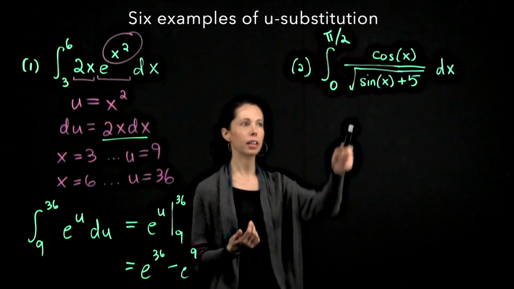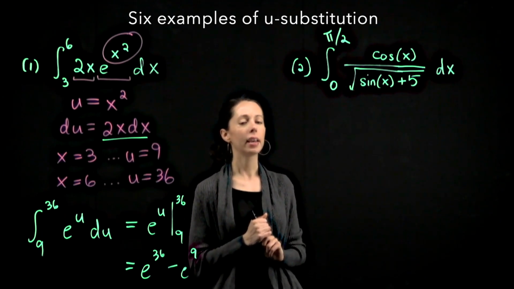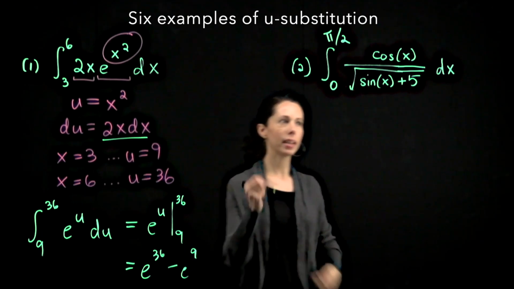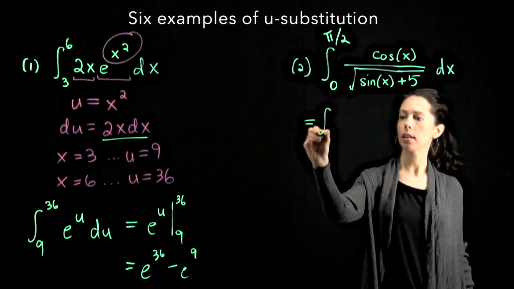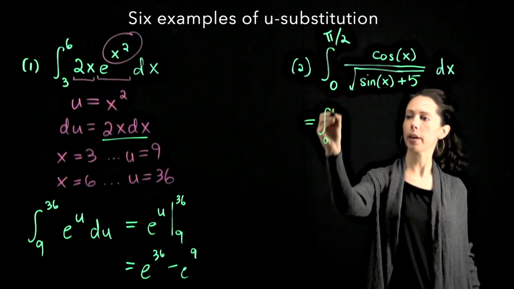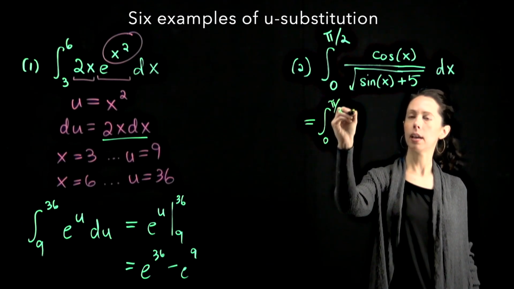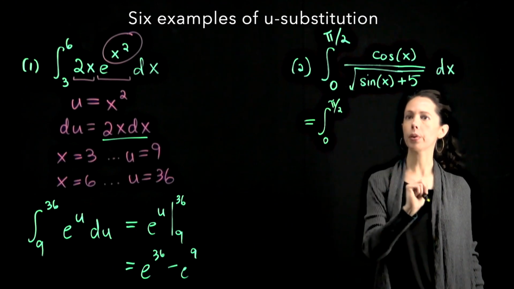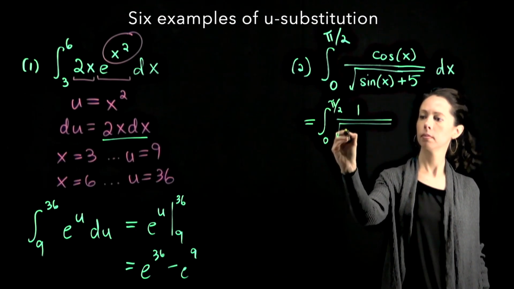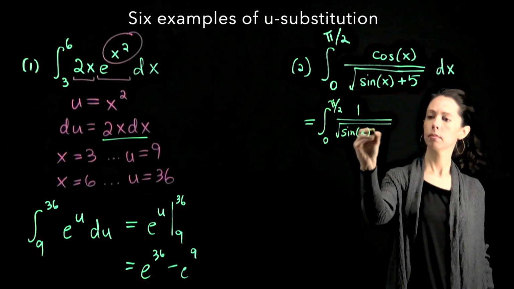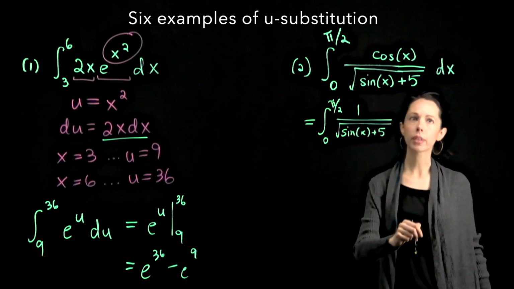The second integrand that we have here on the right is written as a quotient, but we can take this and rewrite it so that it looks like the product of two expressions. I'll say this is the definite integral from 0 to pi over 2 of 1 over the square root of sine of x plus 5 times cosine of x dx.